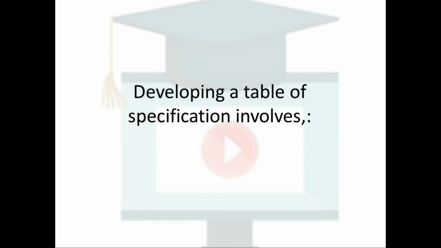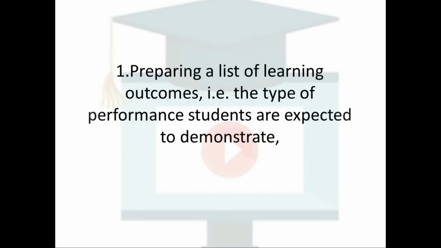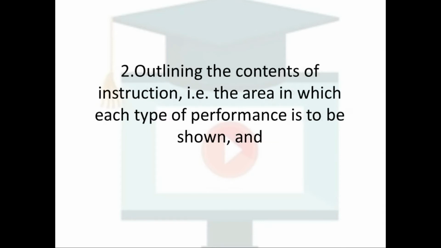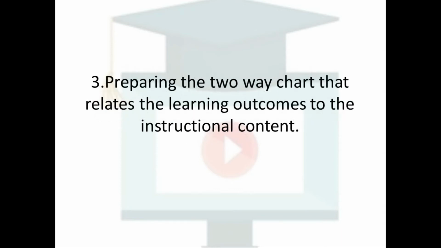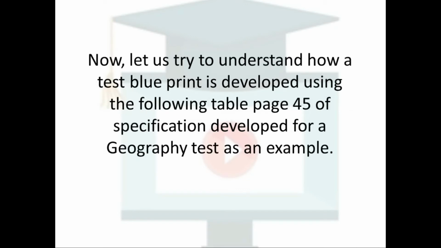Developing a table of specification involves: 1. Preparing a list of learning outcomes, i.e. the type of performance students are expected to demonstrate. 2. Outlining the contents of instruction, i.e. the area in which each type of performance is to be shown. And 3. Preparing the two-way chart that relates the learning outcomes to the instructional content. Now, let us try to understand how a test blueprint is developed using the following table.